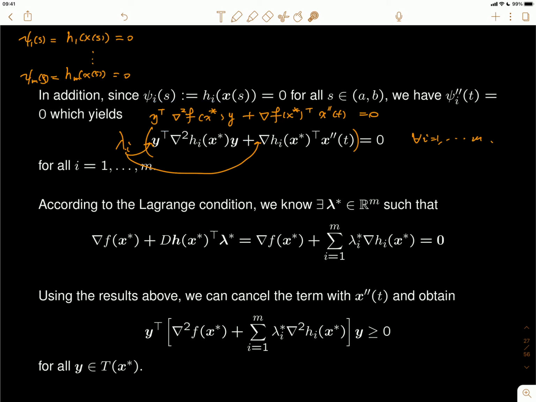Okay, and that's essentially just the y's still on the two sides. And in the middle, I have this times lambda 1 times Hessian of h1 plus lambda 2 times Hessian of h2, and so on and so forth. So we have these terms in the middle. Okay, so we cancel the x double prime term, but we only have this left. And this is greater than or equal to 0. This must be greater than or equal to 0 for any y in the tangent space.